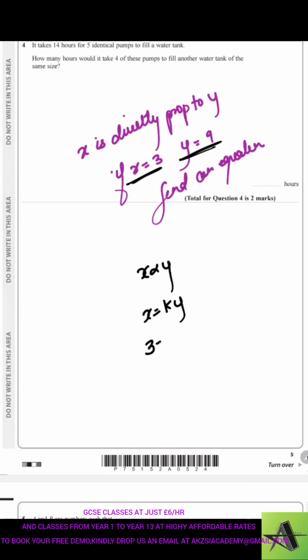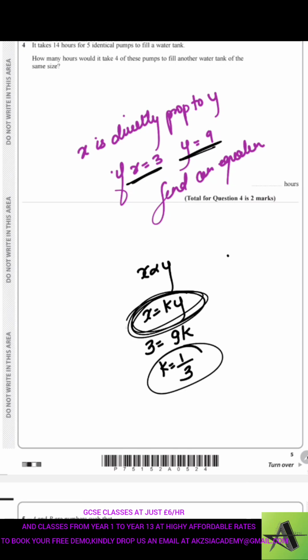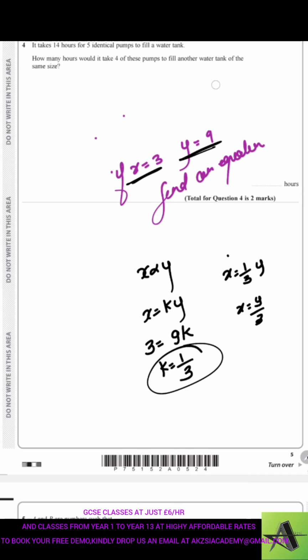So x is 3 and y is 9. From here I'll get k equals 1 over 3. Once I have the value of k as 1 over 3, I can put that value in place of k. So in place of k here, I'll get x equals 1 over 3 y. So x equals y over 3. So that's your final equation. Similarly, this is about direct proportion.